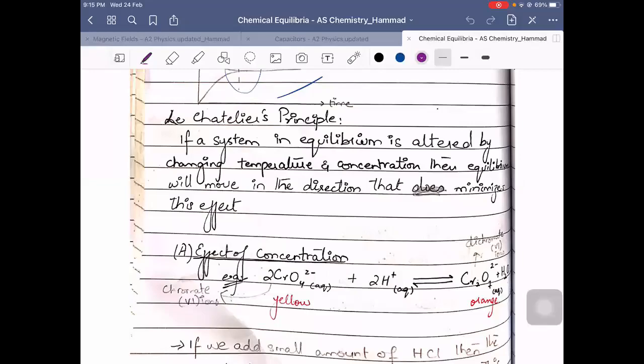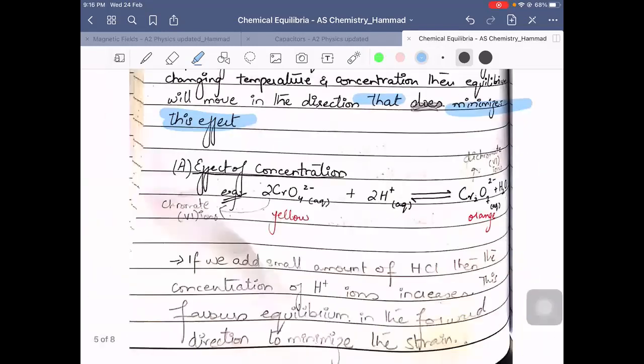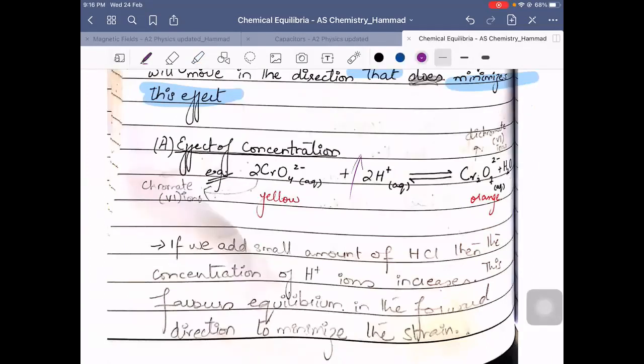Le Chatelier's principle simply states that if a system in equilibrium is altered by changing a condition, then equilibrium will move in a direction that minimizes or nullifies this effect. For the case of concentration, let's say if I'm adding small amounts of acid, meaning to say I am increasing the concentration of the reactant side, the equilibrium favors the forward direction, meaning towards the right hand side.